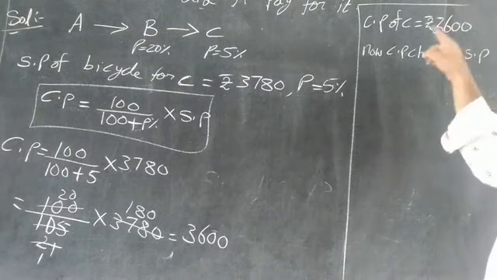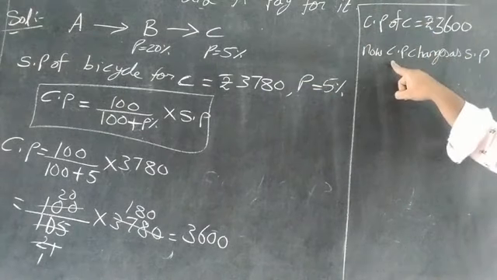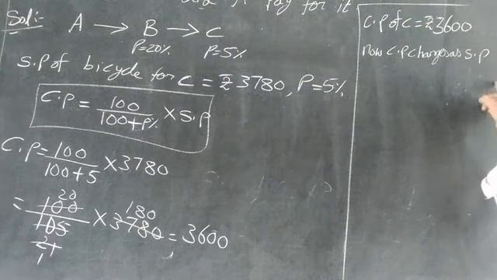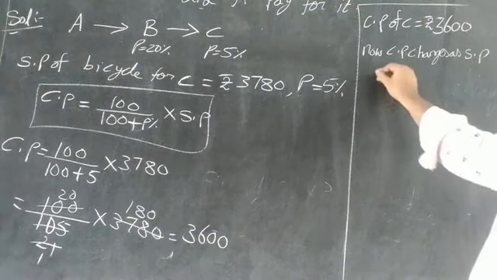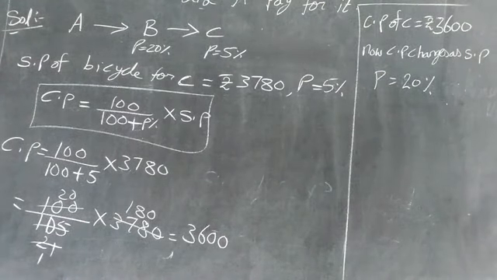Why? Because C is not using that one. He is taking from B. So from B onwards he is taking. So cost price will become selling price. Using that formula and a profit of 20%, the same formula we have to use for cost price.